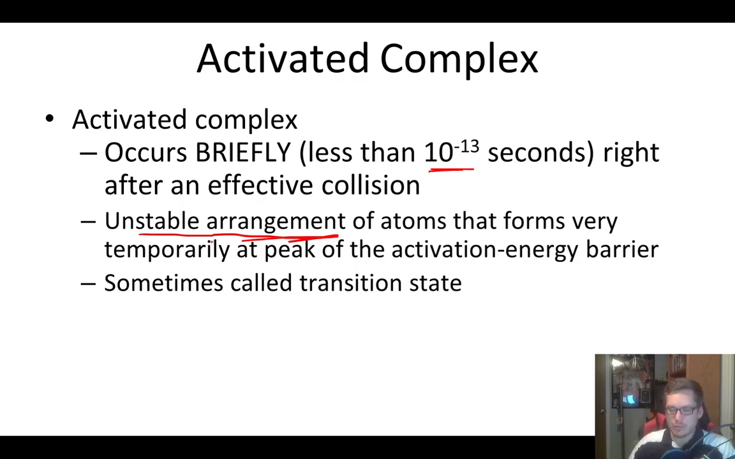It's really because those bonds are halfway broken and halfway formed. Whenever we have a chemical reaction, we know it's a chemical reaction because there's bonds being broken or bonds being formed. And so this is a very unstable arrangement, okay? And whenever we're talking about stability in a chemical reaction, or really anything in science, we're always talking about the energy. All right, think about yourself at the height of a roller coaster.